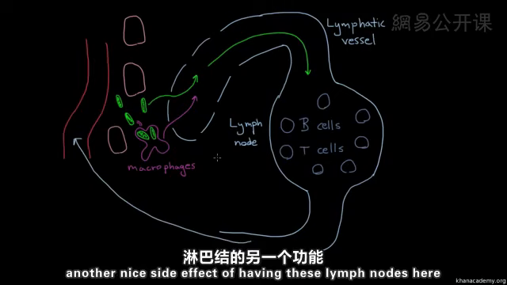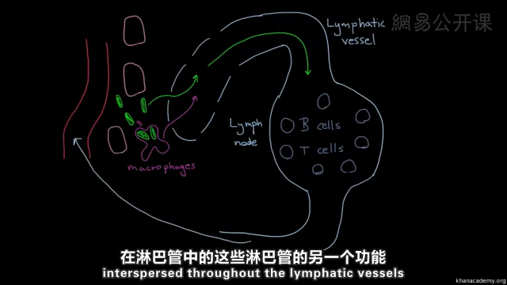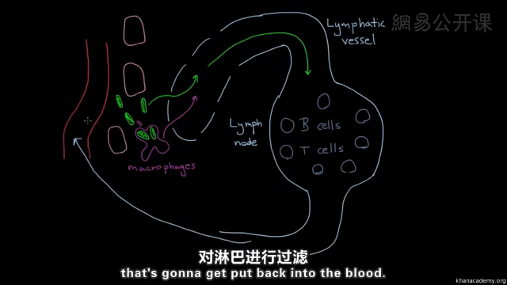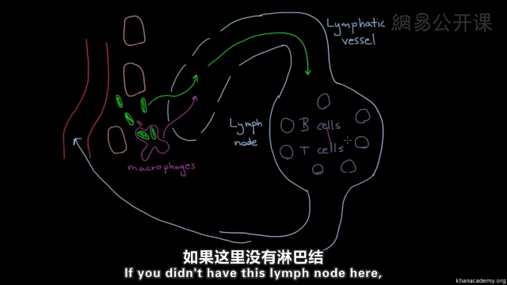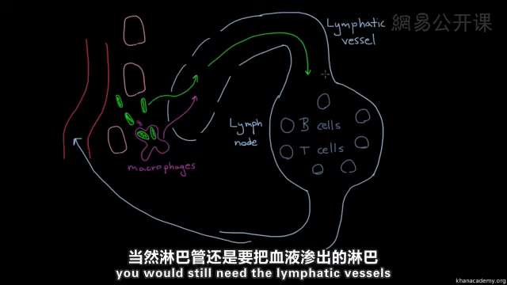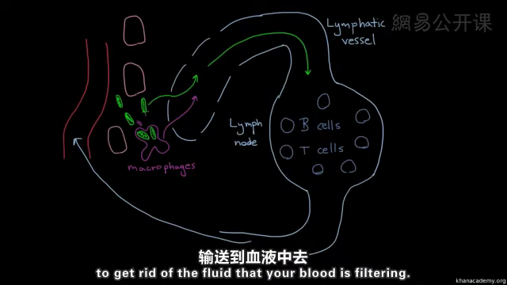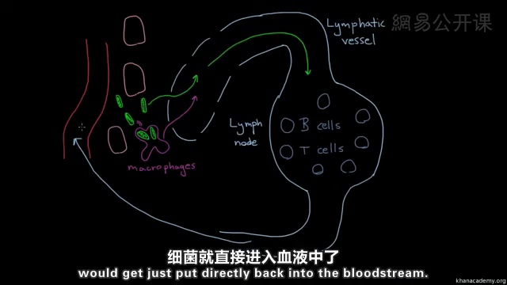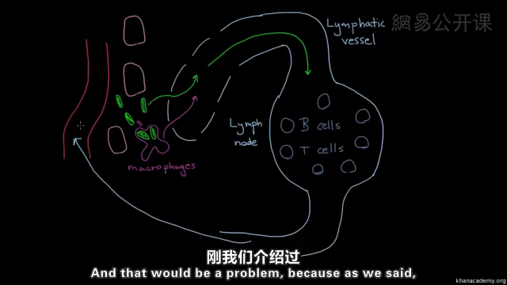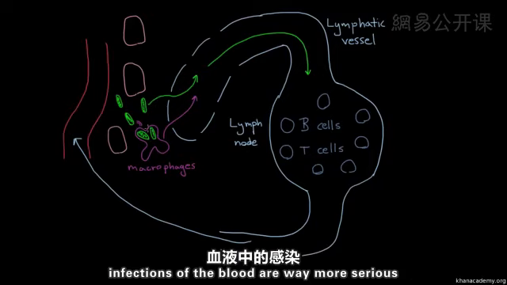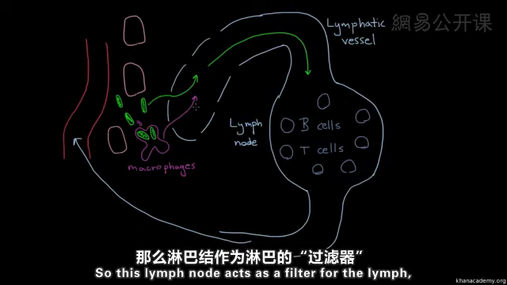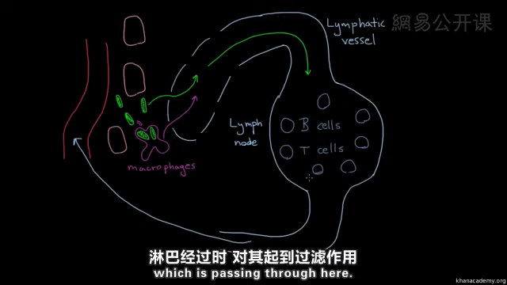And so actually another nice side effect of having these lymph nodes here interspersed throughout the lymphatic vessels is that they'll actually filter all this fluid that's going to get put back into the blood. If you didn't have this lymph node here, you would still need the lymphatic vessels to get rid of the fluid that your blood is filtering. And what would happen is these bacteria would get just put directly back into the bloodstream. And that would be a problem because, as we said, infections of the blood are way more serious than local infections of tissues. So this lymph node acts as a filter for the lymph which is passing through here.